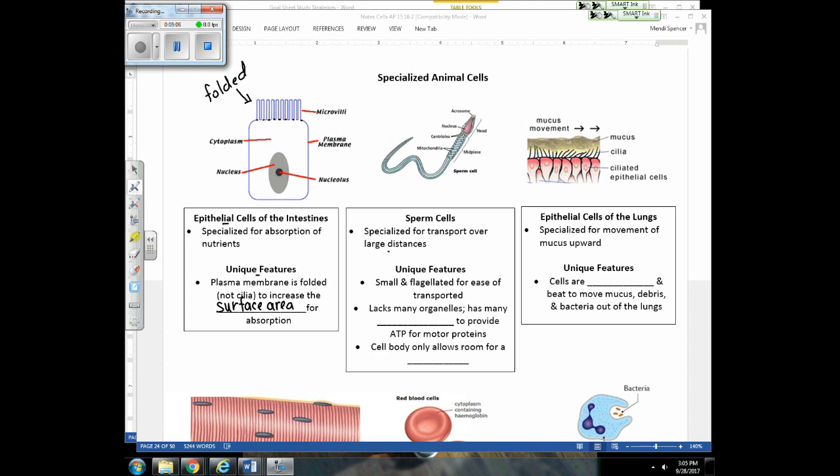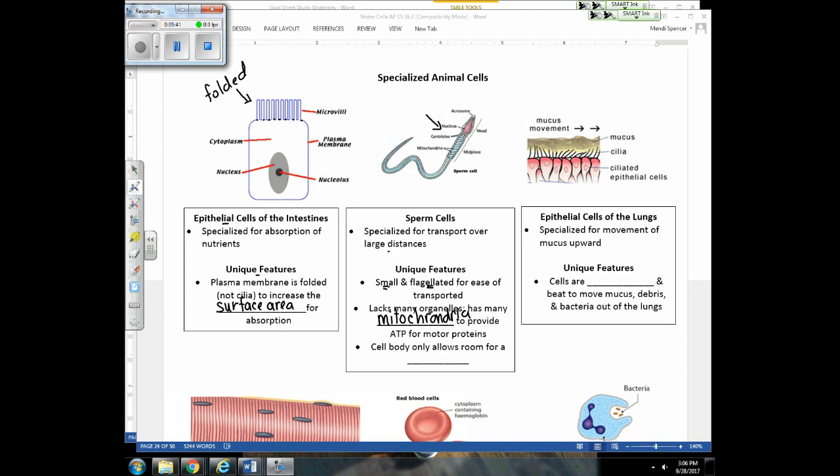A sperm cell, that's an easy specialized cell to remember. It's going to have unique features so that it can perform a specific task for the organism. Sperm cells have to move over large distances, so it's going to be a small cell. It's going to have flagella. It's the only type of animal cell that has a flagella. Since it has to travel, it needs to be lightweight. It's going to lack many organelles. If you look at this diagram, you're going to see no smooth ER, no rough ER. But it is going to have an excess of mitochondria.